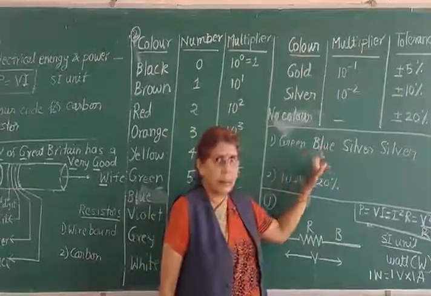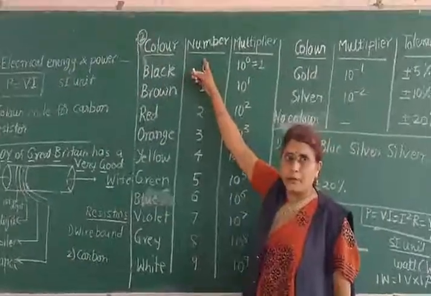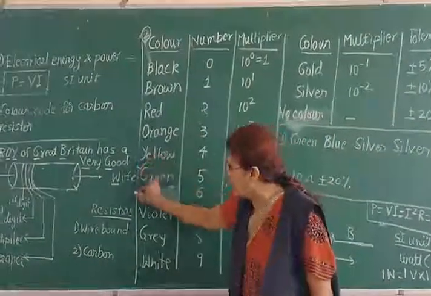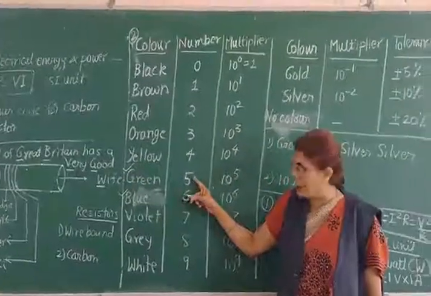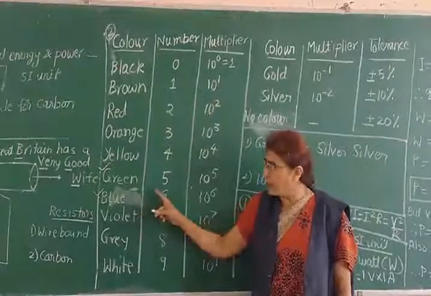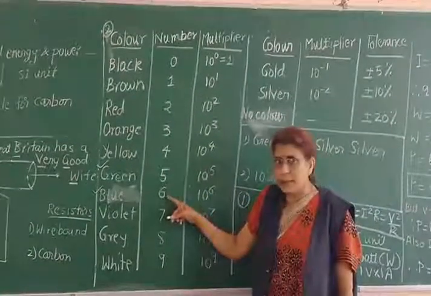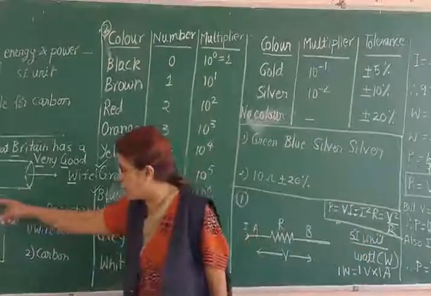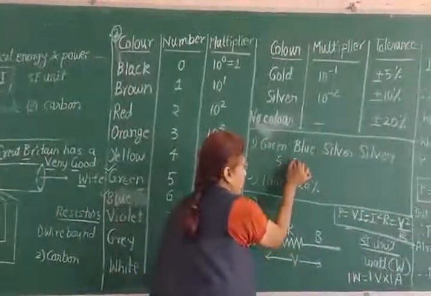Now green and blue, first digit and second digit. So you have to go to the number column for that. Digits you have to find in the number column. So green color and blue color. Green color value of the number is 5 and blue color value of the number is 6. So 5 will be your first digit and 6 will be your second digit. 5 and 6 you can write according to this notation. First digit, second digit. So this is 5 and this is 6.